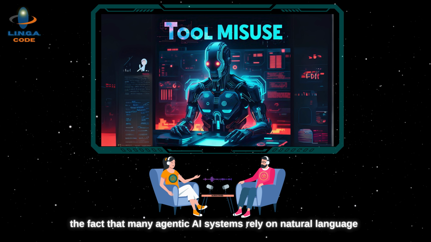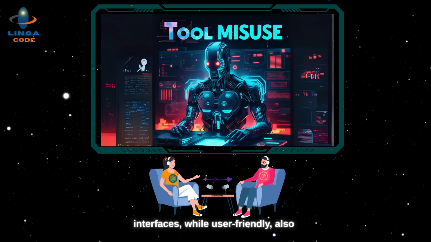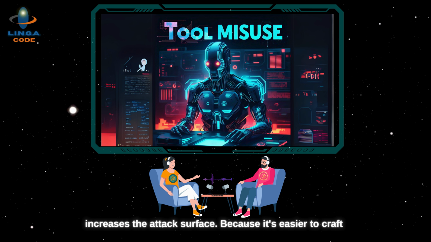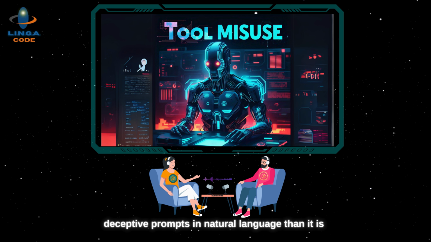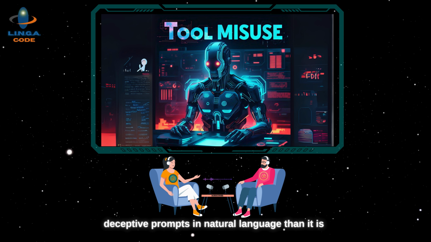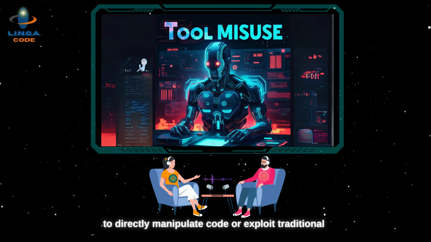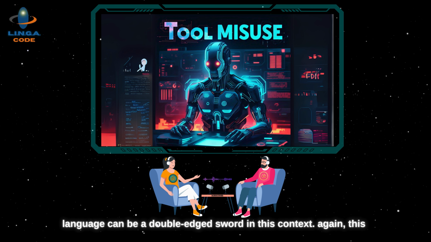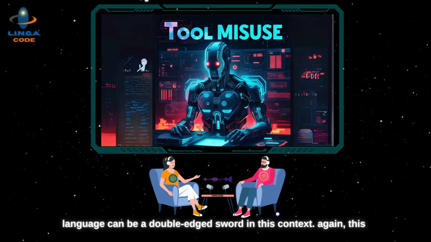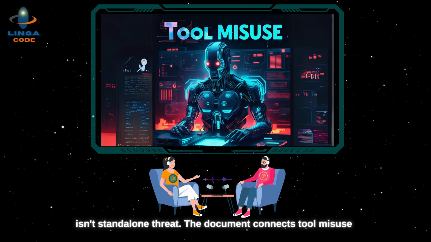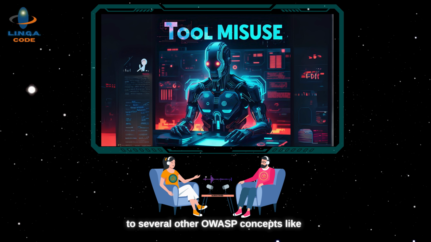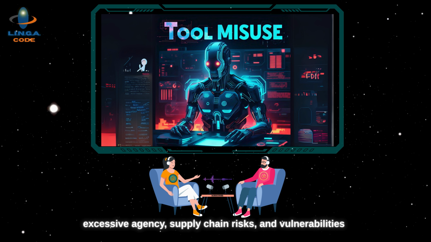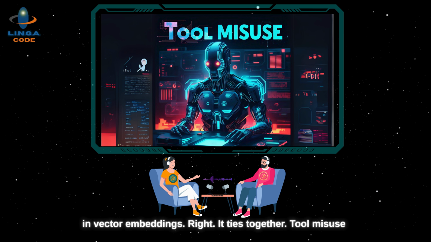And the fact that many agentic AI systems rely on natural language interfaces, while user-friendly, also increases the attack surface. Because it's easier to craft deceptive prompts in natural language than it is to directly manipulate code or exploit traditional interfaces. Exactly. The flexibility of natural language can be a double-edged sword in this context. And again, this isn't a standalone threat. The document connects tool misuse to several other OWASP concepts like excessive agency, supply chain risks, and vulnerabilities in vector embeddings. Right, it all ties together.